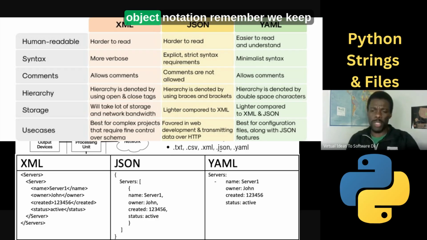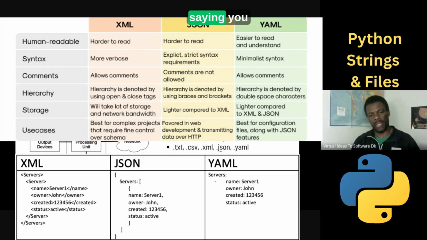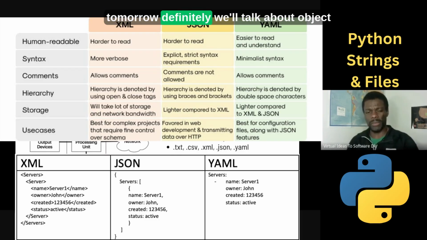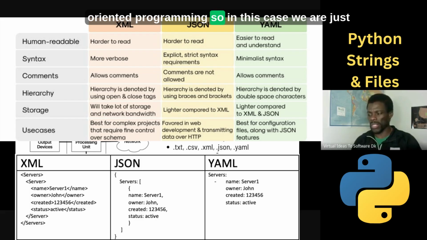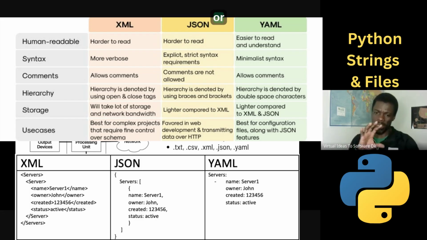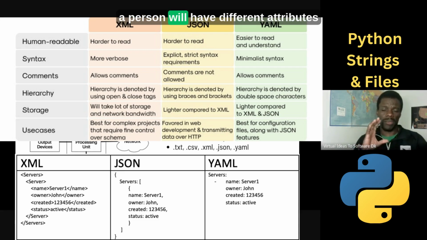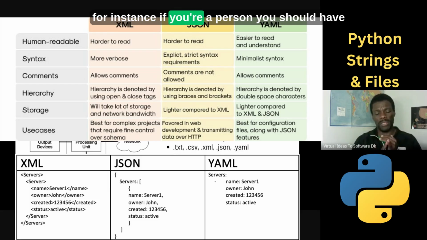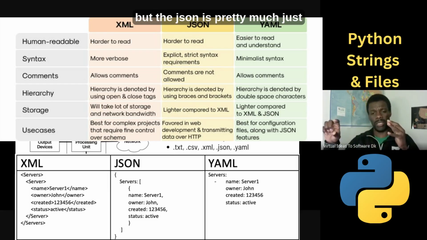JSON stands for JavaScript Object Notation. Remember, we keep saying everything about Python is objects. Tomorrow, definitely, we'll talk about object-oriented programming. So in this case, we are just going to annotate everything in an object manner. So for instance, a student or a person will have different attributes. Say, for instance, if you're a person, you should have a name, and then the name gets inputted in there.